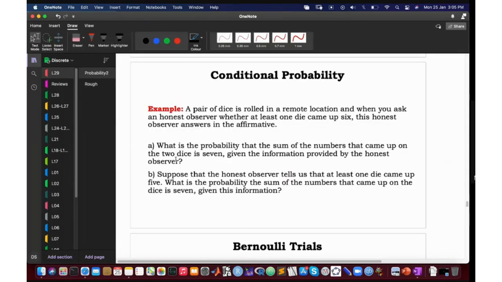All right, I'm going to move ahead unless there are any questions. I'm going to skip this part B question, but I would recommend that you do it. Suppose that the observer tells you that at least one die came up 5 instead of 6. Now what's the probability that the sum is 7?